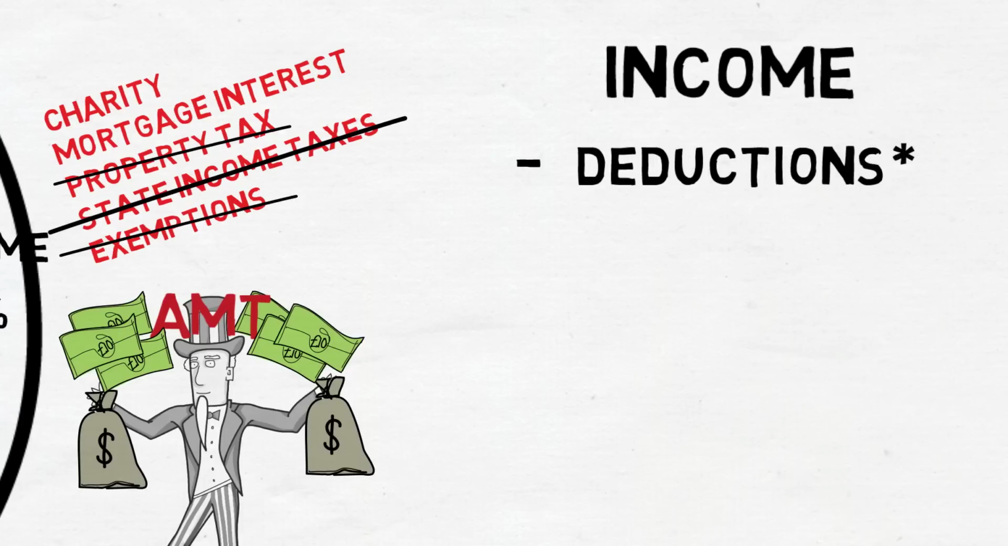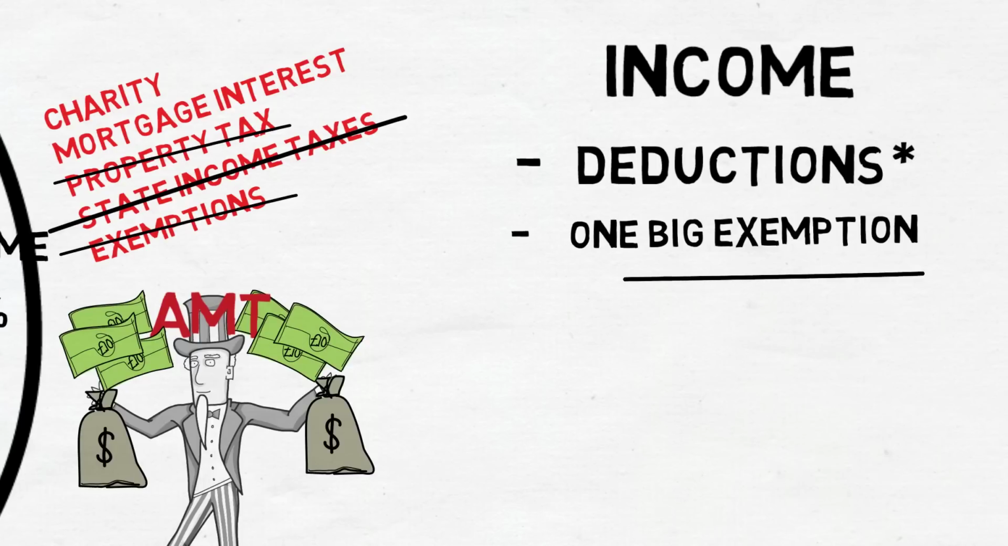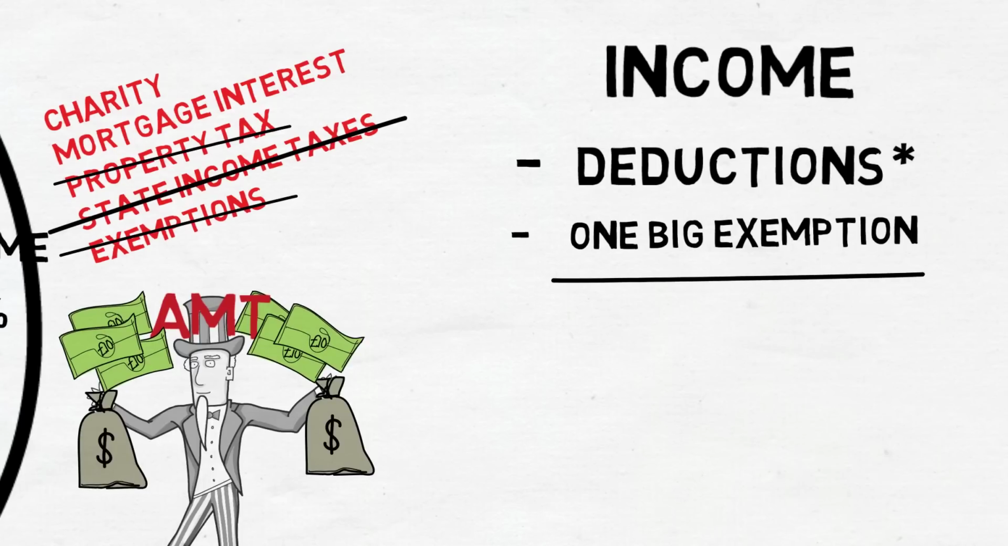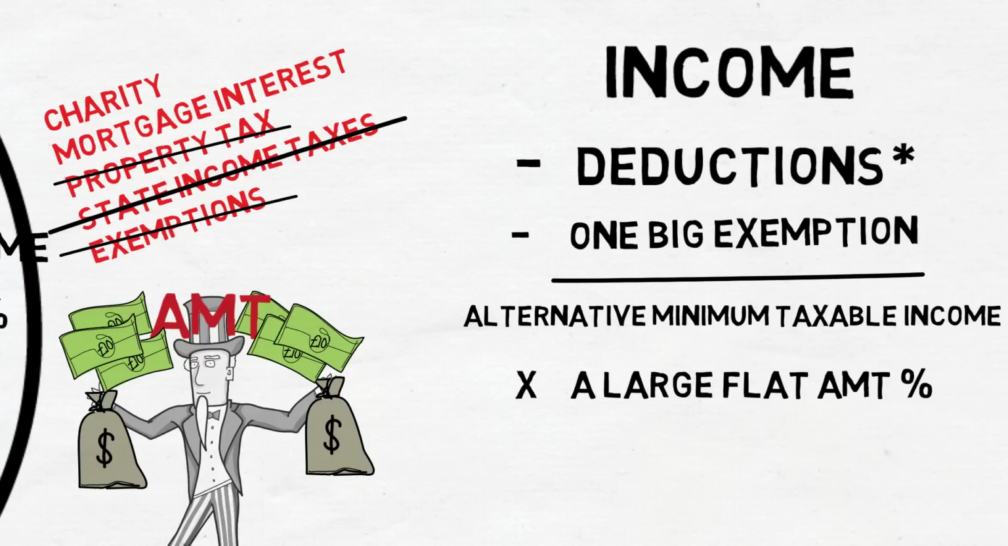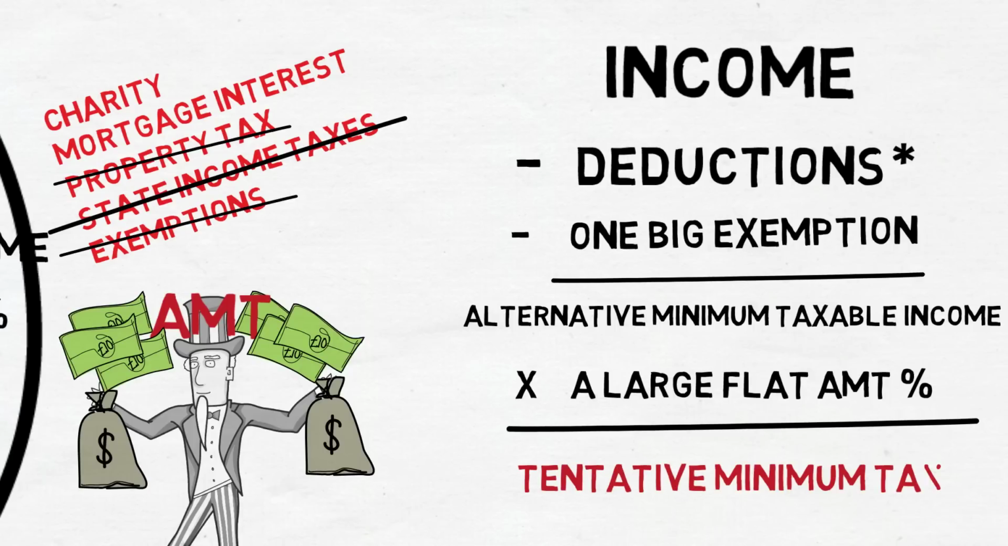And instead, we'll give you one big exemption, meaning you take your income minus the deductions that we will allow, and minus one big exemption for you. This equals your alternative minimum taxable income. And what the IRS then says is that we're going to tax it at one large flat AMT tax rate. And after that, you will get your tentative minimum tax.